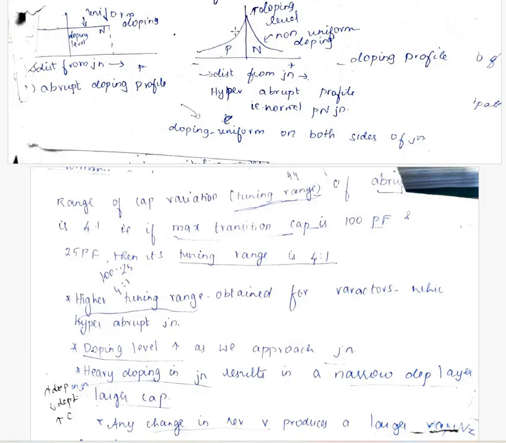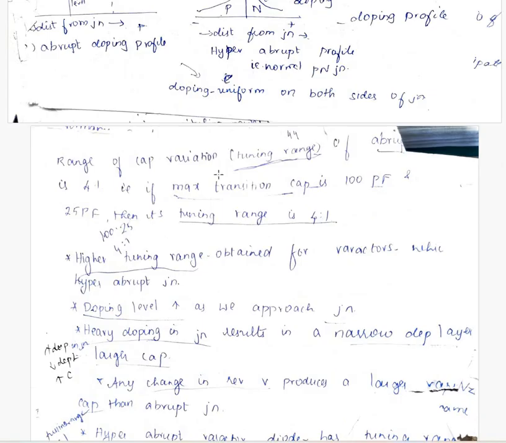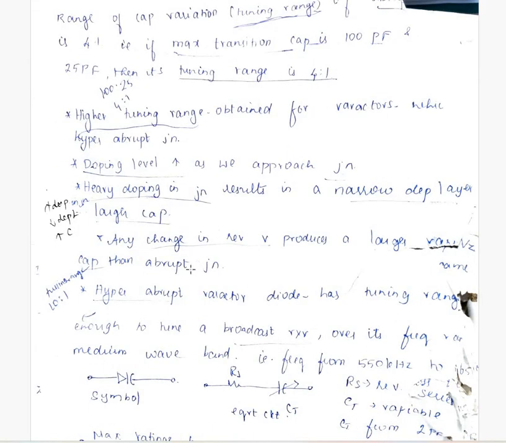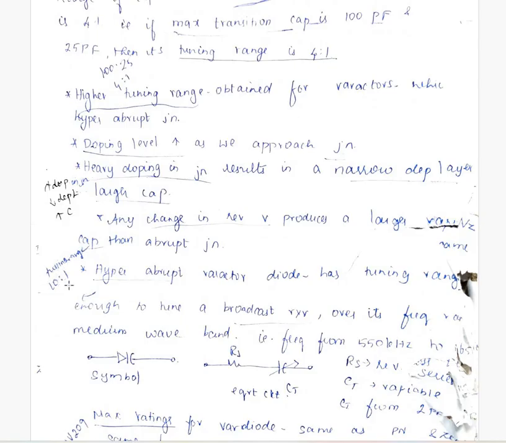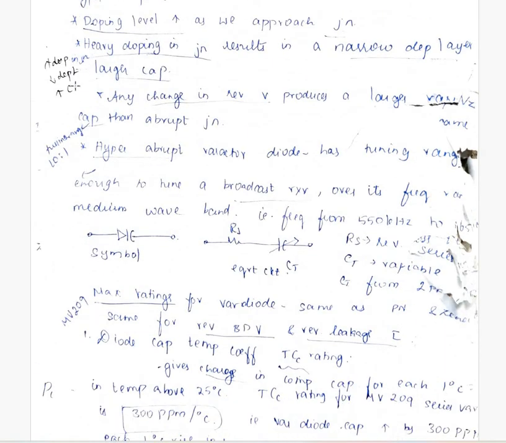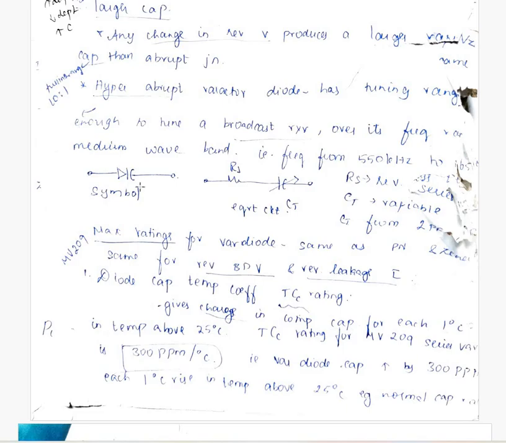In the hyper abrupt doping junction, where the doping is concentrated in the center, the tuning ratio is 10:1. The maximum to minimum capacitance value is 10:1. So as the doping increases, the depletion layer width decreases and the capacitance value increases.